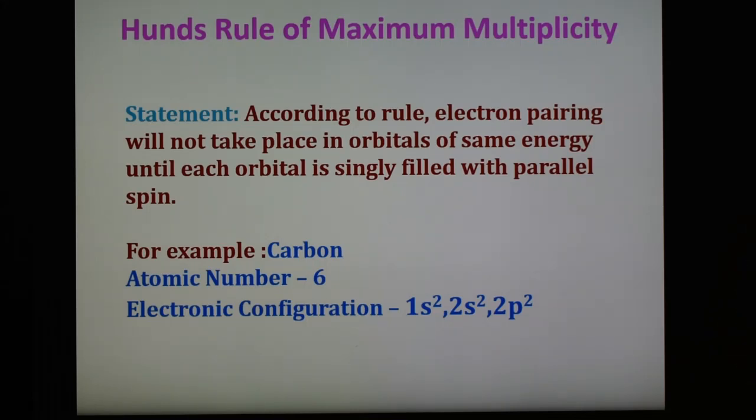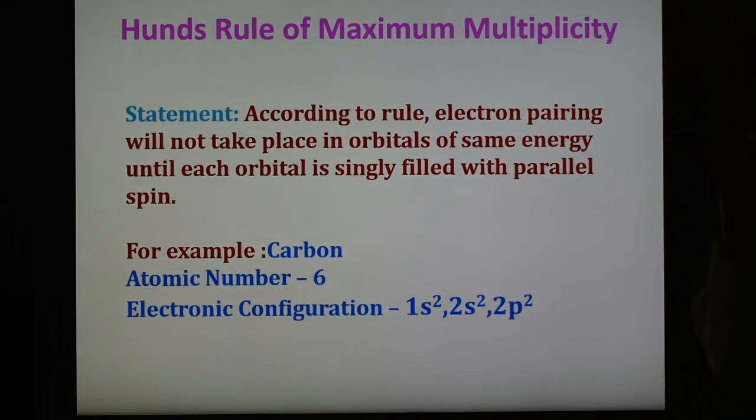According to this rule, electron pairing will not take place until all the available orbitals are filled singly with the parallel spin. Again, I am repeating that this statement is very important. According to this rule, pairing of electrons will not take place until all the available orbitals are filled singly with the same spin, or parallel spin. For example, now we can take carbon.